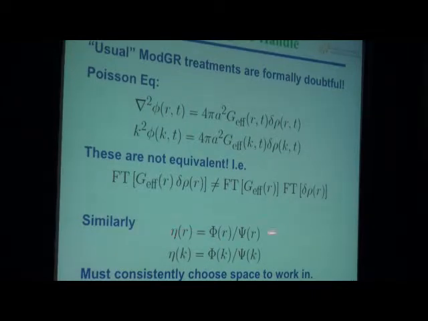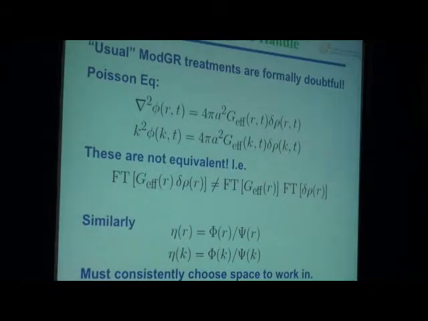Again, it depends whether you do that in configuration space or in Fourier space. They're not equivalent. You can't Fourier transform a ratio to get a ratio of Fourier transforms. So you always have to be very consistent with what you're working on, and in fact, you can get wrong answers by not realizing that you've essentially done an incorrect Fourier transform.